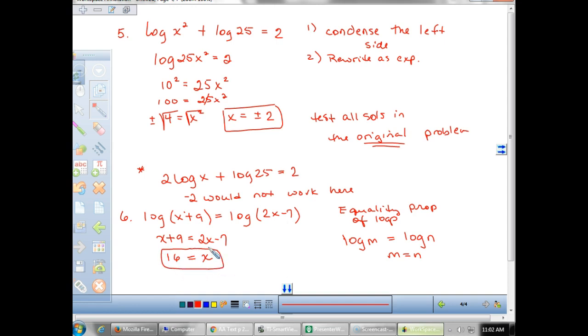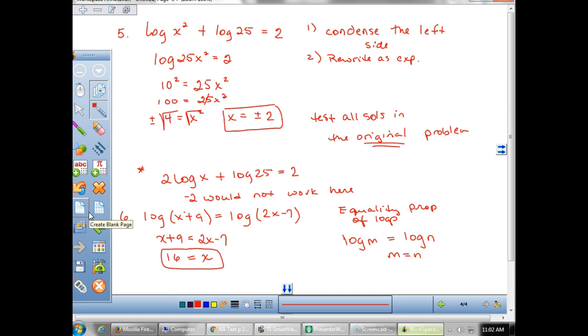Yes? So you can get rid of the logs as long as they both have the same base? As long as they have the same base. So if it was like log base 5 and log base 4, you could not. Exactly. You also can't combine them, like condense them using our properties. They have to have the same base. Okay? Do y'all have that one or need to slow down?